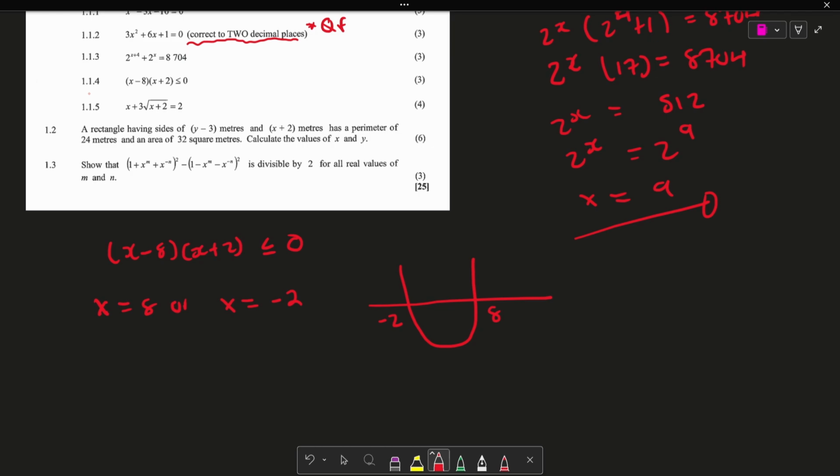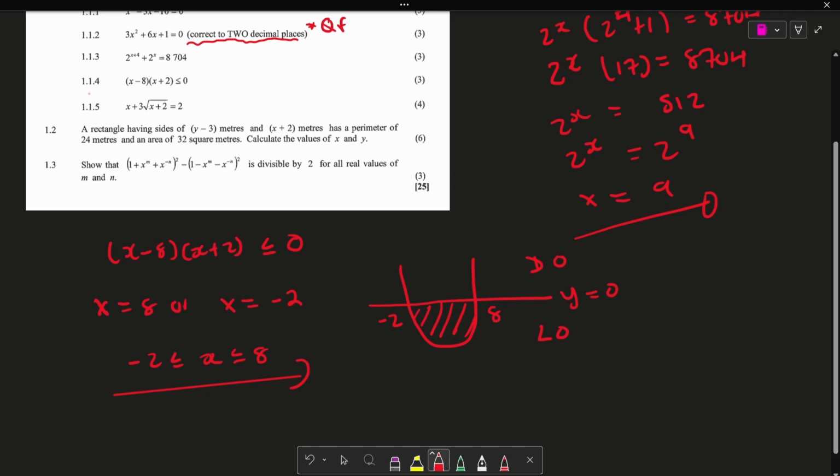So whenever it's less than 0, what you need to understand is that this line is y equals 0. If we are above the line, we are greater than 0. If we are below the line, we are less than 0. If we are equal to the line, it means that we are touching that line. So below the line means this, if the sign is less than 0. And the way you write this in mathematics is that x is between minus 2 and 8. Okay, easy and straightforward. It's not complicated.